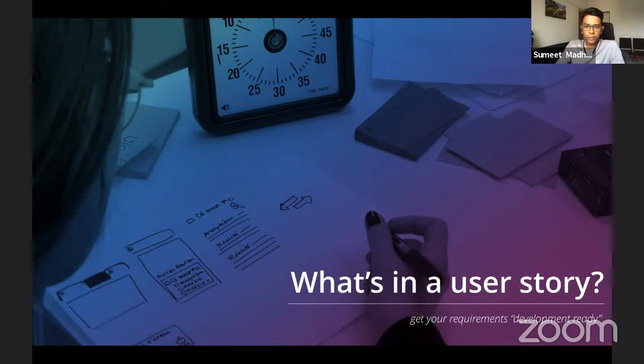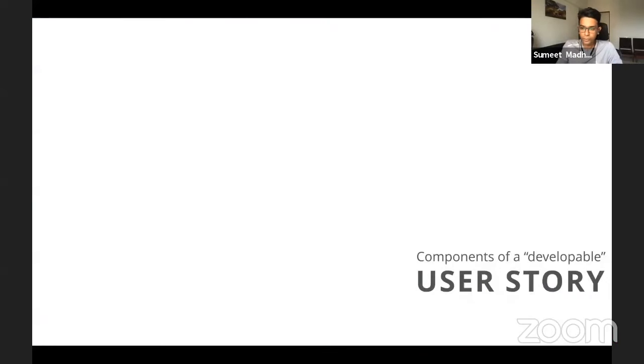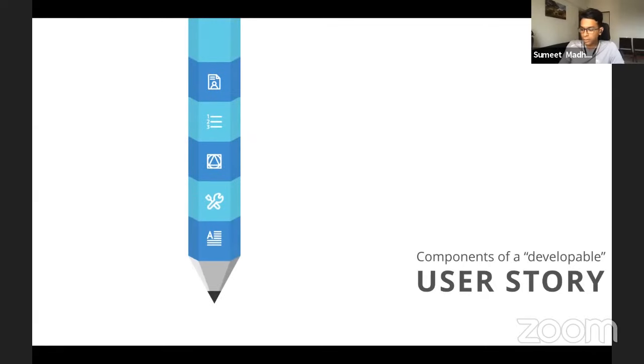In the last video, we talked about how you would slice and dice your user stories. Now it's time to get your user stories development ready. And when we say development ready, we mean that a developer should be able to take up your story and start cracking code. So let's talk about what goes into a developable user story, if there's a term such as that.